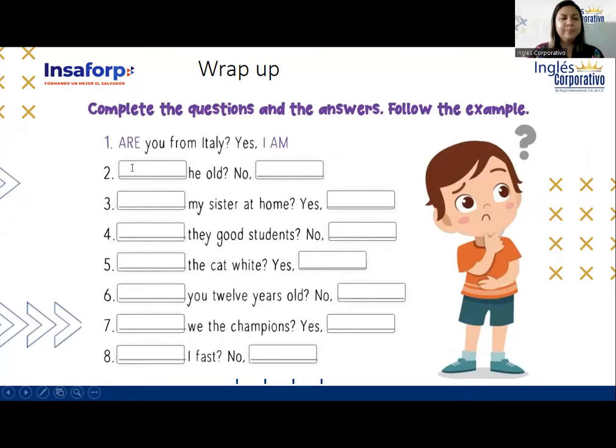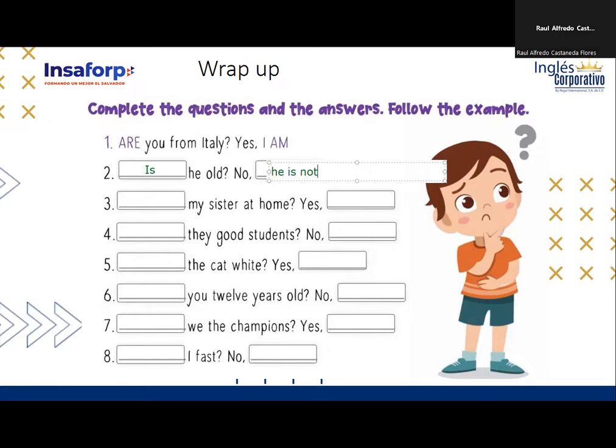Okay, number two. ¿Cuál sería la forma del verbo? Tenemos he. Entonces, ¿cuál iría aquí? Am, is, or are? Is. Exactly. Is he old? ¿Es el mayor? Is he old? No, he is not.